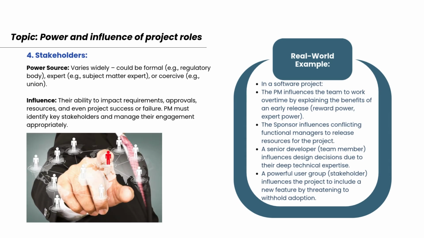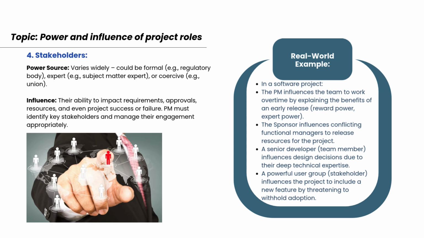Topic: Power and influence of project roles. 4. Stakeholders. Power source. Stakeholder power varies a lot. It could be formal, like a government agency or regulatory body; expert, such as a subject matter expert; coercive, like a labor union threatening strikes; influence. Stakeholders can greatly impact requirements, approvals, resources, and even project success or failure. The project manager must be able to identify key stakeholders and manage their engagement and expectations effectively.